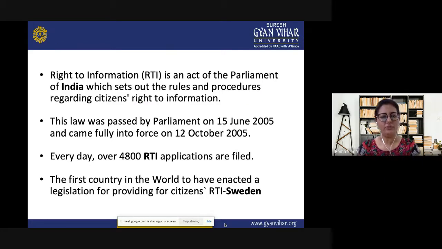So Right to Information, or the RTI, is an act of the Parliament of India which sets out the rules and procedures regarding citizens' right to information. The law was passed by Parliament on 15th June 2005, and it came fully into force on 12th October 2005.